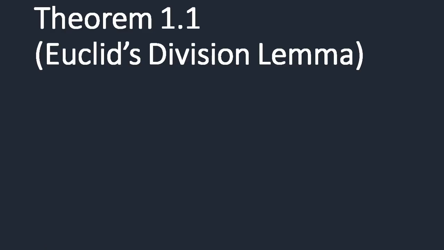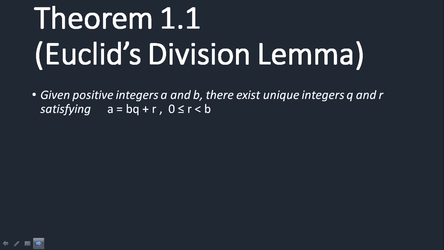Real numbers, theorem 1.1, Euclid's division lemma. It states that given positive integers a and b, there exist unique integers q and r satisfying the condition a is equal to bq plus r, where 0 is less than or equal to r, which is less than b. So we have a and b, and q and r as unique integers.